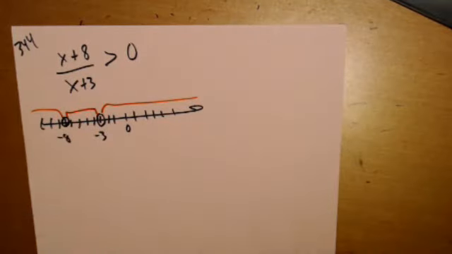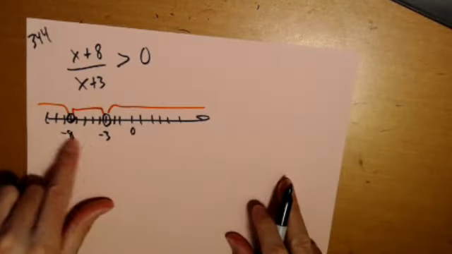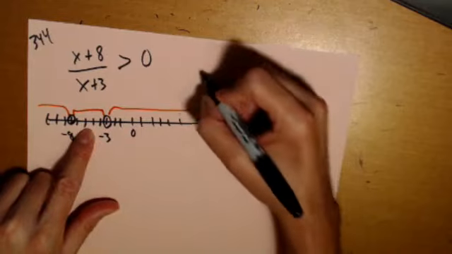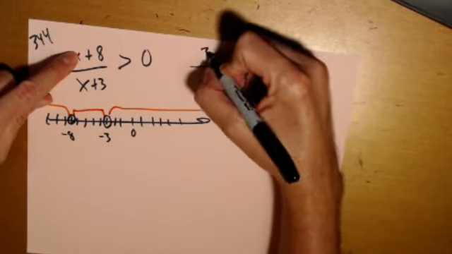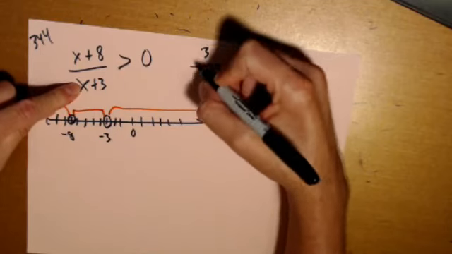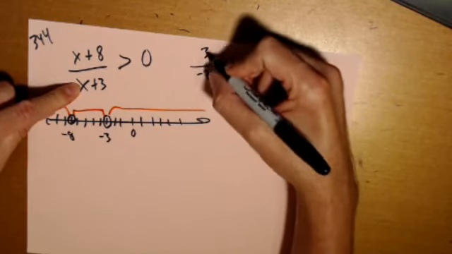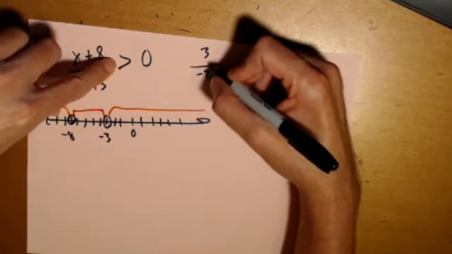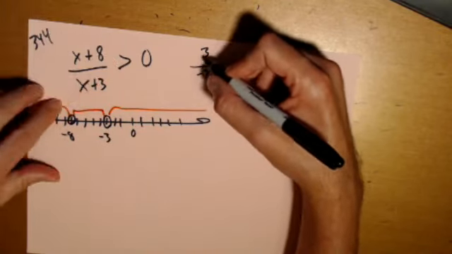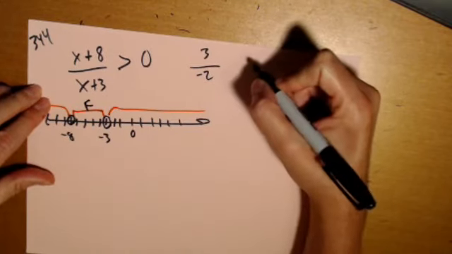Okay. Pick a number between -3 and -8. I don't know, -5. So if I put -5 in here, the top would give me 3, and the bottom -5 would give me -2. 3 over -2, that's a negative number. Is a negative number greater than 0? No. That area is false.